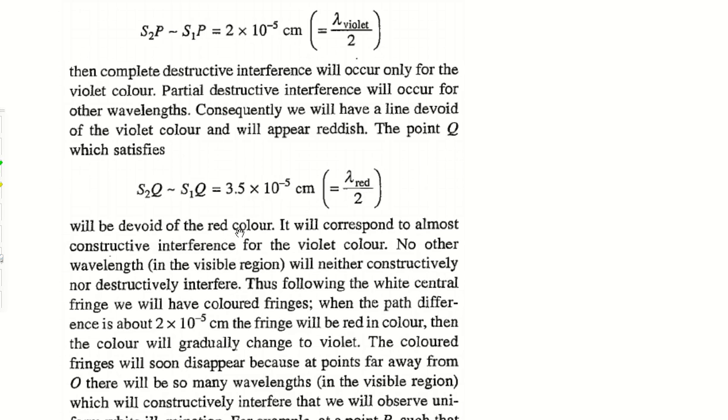The minima of red color, that means the red color will be absent, but see, the violet wavelength is 4 into 10 to the power minus 5, so 3.5 is very near to that. So for the violet color, this point satisfies the first maxima. So the color will be violetish, rather bluish there.